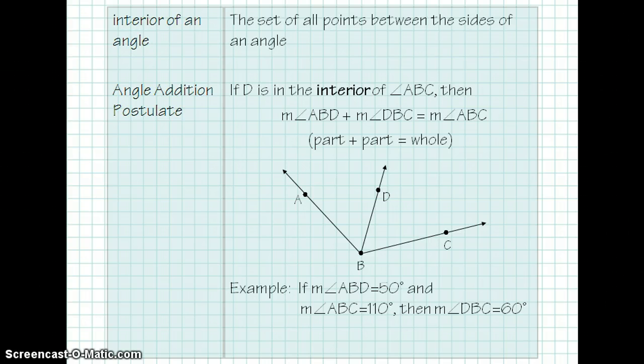So if I have a ray that goes through an angle, in this case I have angle ABD and angle DBC, that make up the angle ABC. If measure of angle ABD is equal to 50 degrees and measure angle ABC is equal to 110, which is the whole thing, then the other angle that I don't know is, I take 110 minus 50 and I get 60.